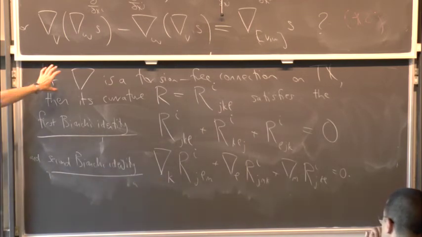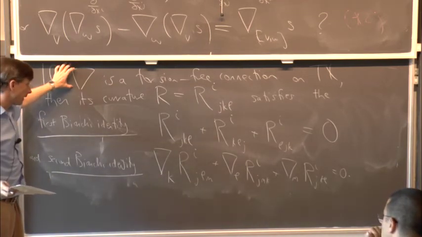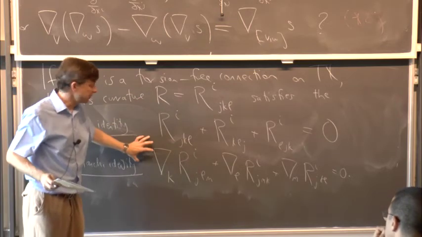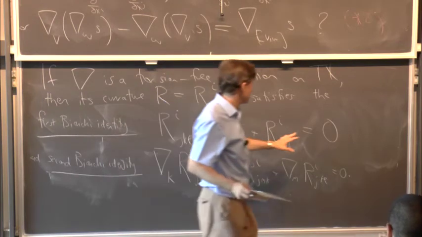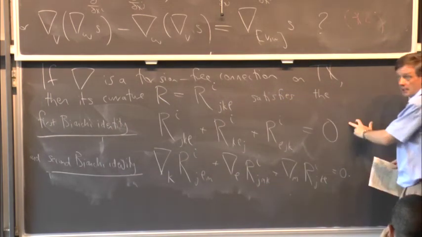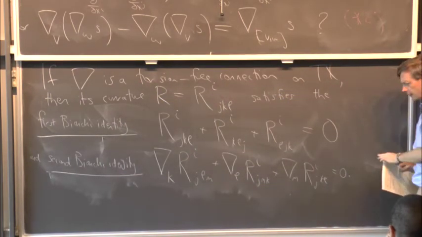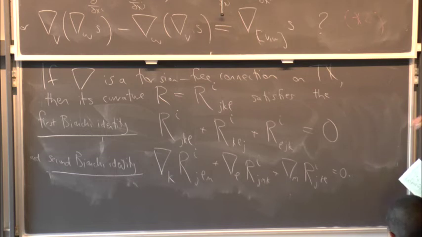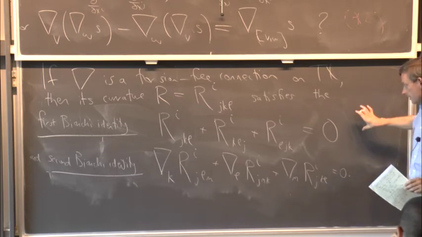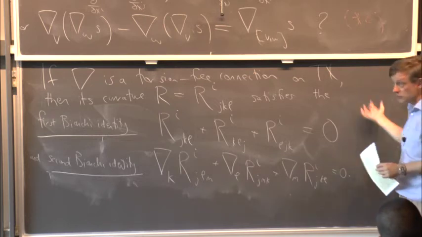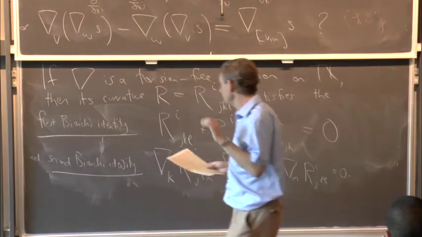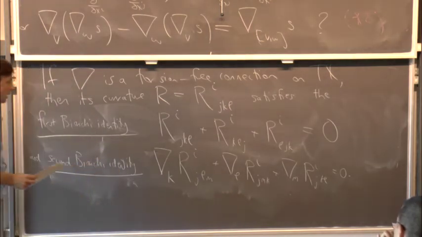If nabla was not torsion free, then you'd have analogues of these equations which would also involve extra terms involving the torsion and its first and second derivatives, I think. So the Bianchi identities assume this simple form. If T equals 0, then you lose a whole bunch of extra nasty terms. Okay, so these are going to be important later.